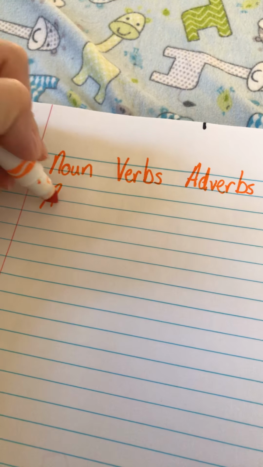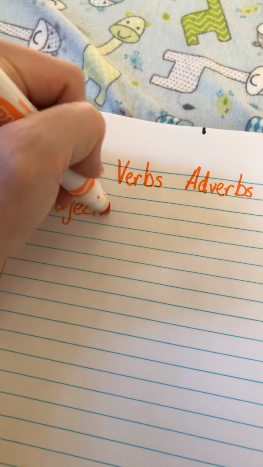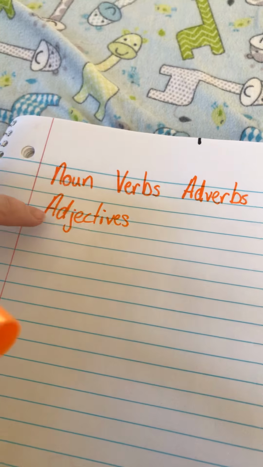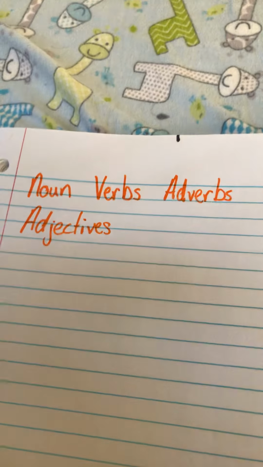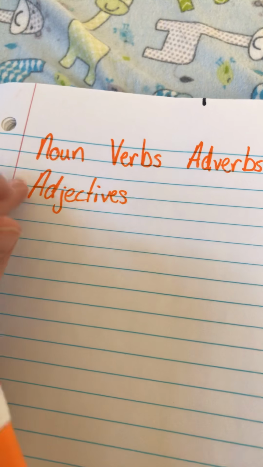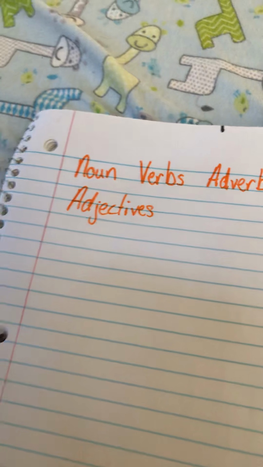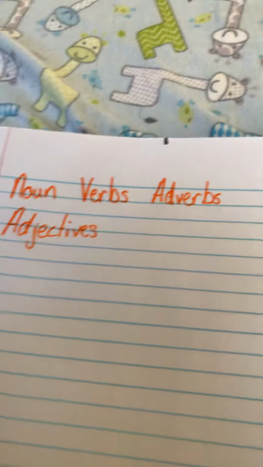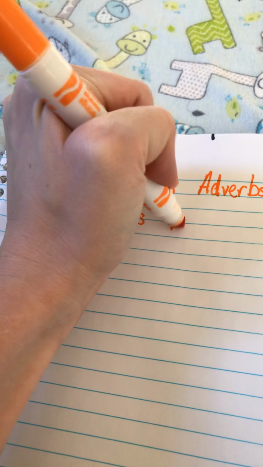We have the adjectives, which modifies a noun. Remember, modify means it gives it more description. It explains a little bit about the noun. And those are the which one, how many, and what kind. And then after that, we learned pronouns.